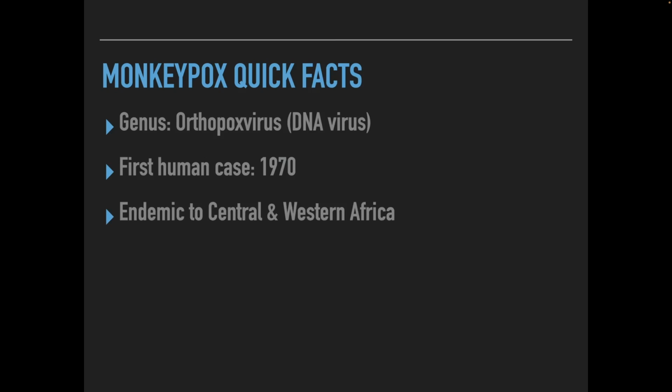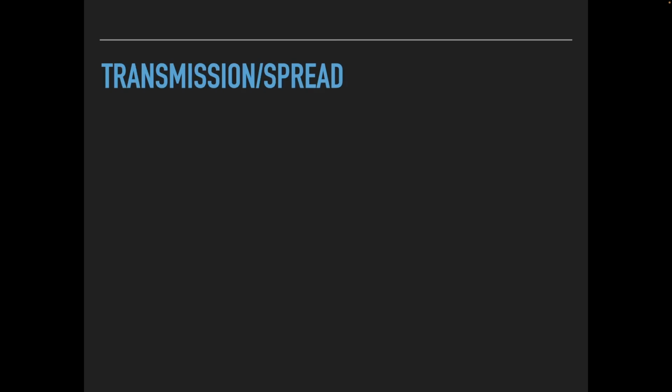Number three, this is endemic to Central and Western Africa. That means it naturally circulates in these areas. And so this is where we get a lot of our information regarding what type of course it takes and how monkeypox usually works. One key question we have to ask is, how does it spread to other people? How does it spread from one person to the other?